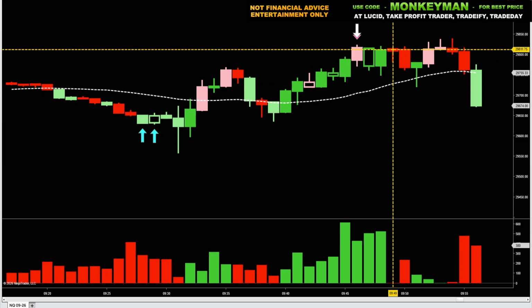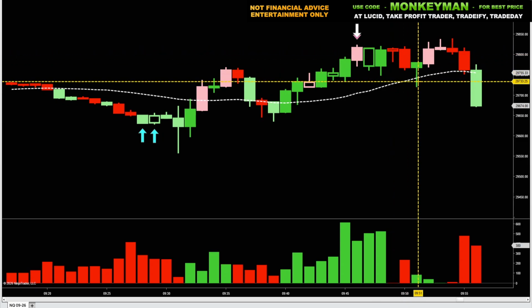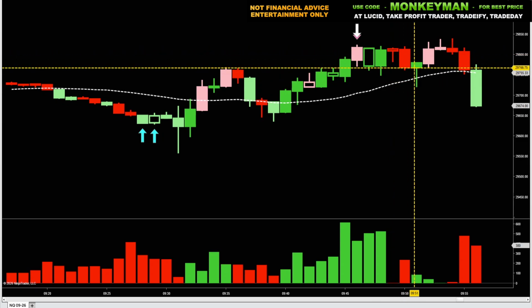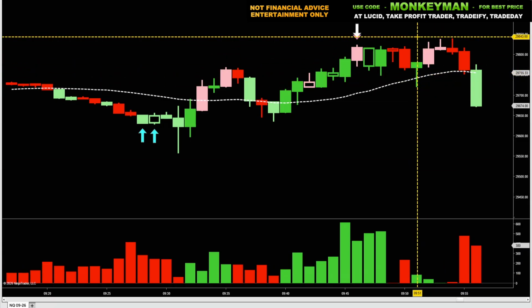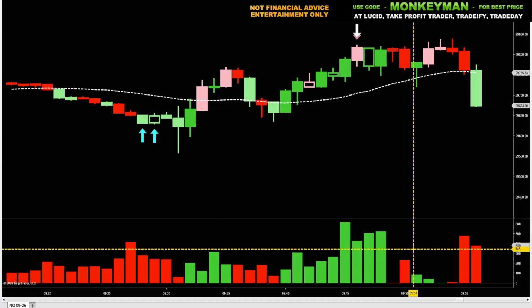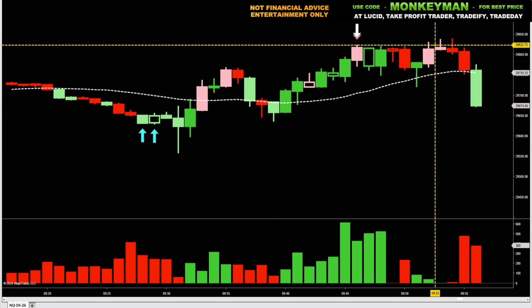We get the red candle color. We get a nice pullback back to the 20 SMA. Check out this big bottom wick right here, right off the 20 SMA. We get the bullish green color on the candles and the histogram. Get a nice little pop up.